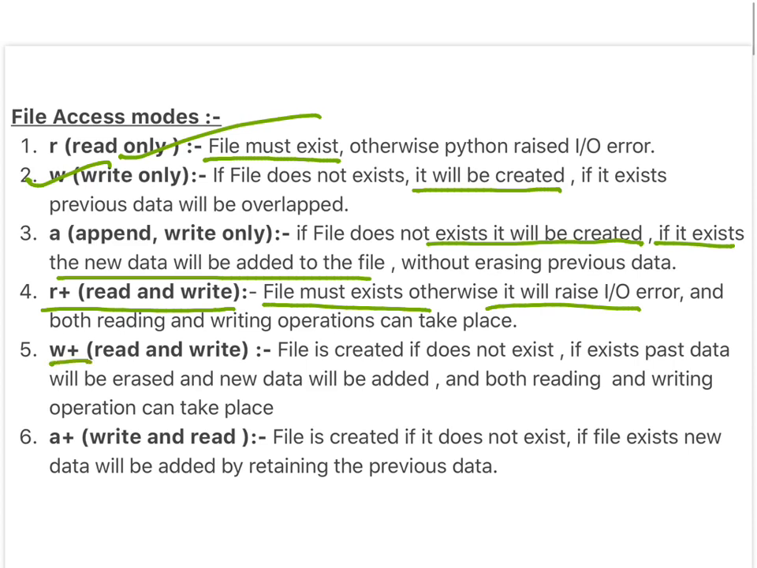Now W plus, once again, for reading and writing, both in reading and writing mode you are going to open the file, but when W plus is there, if file is not there, file will be created, and if file is already existing, the new data will overlap the previous data. If A plus is there, file is opening in both reading and writing mode, and if file is not there, file will be created, and if file is there, so the previous data will be retained by adding the new data.